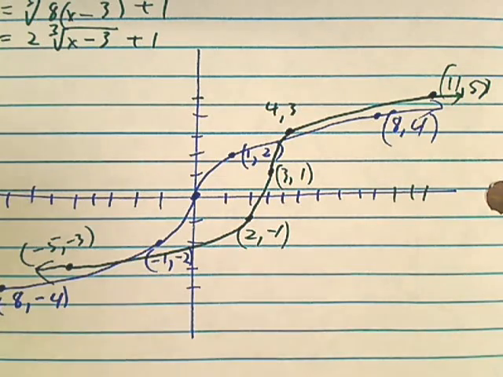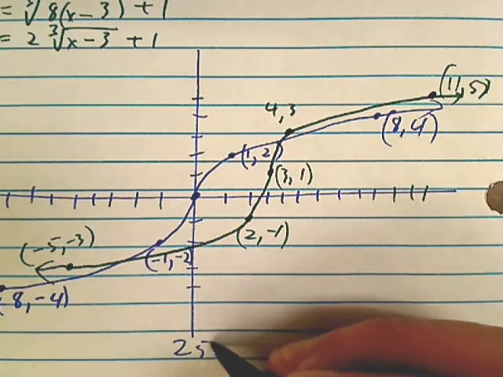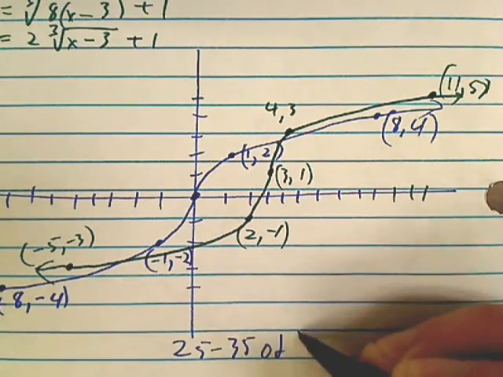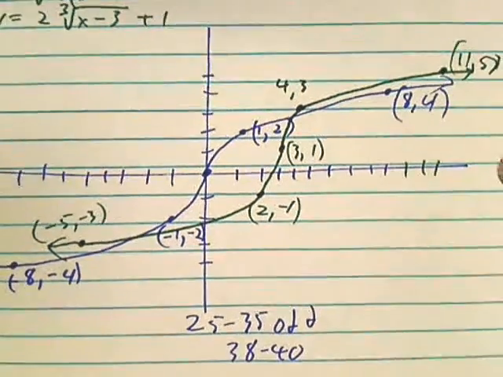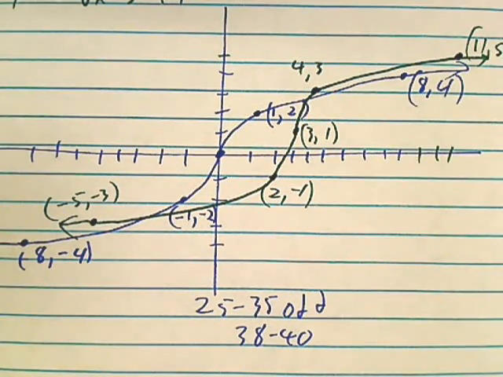Continue on this same page. Your assignment is 25 through 35 odd. And 38 to 40. And that should wrap it up for this lesson. Hoorah!